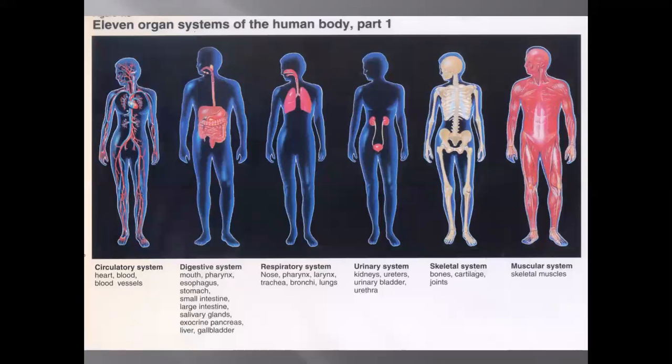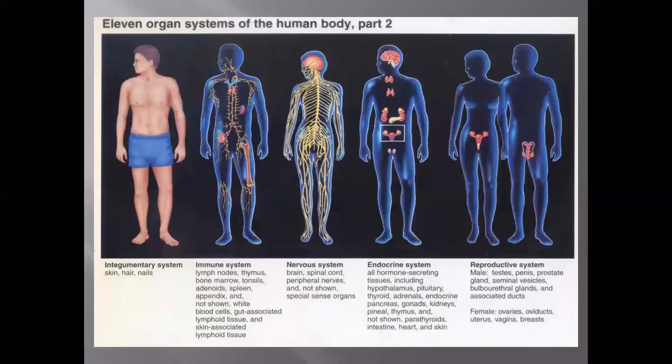In our organism, we have 11 organ systems. First is the circulatory system, digestive system, respiratory system, urinary system, skeletal system, muscular system, integumentary system, immune system, nervous system, endocrine system, reproductive system. As you notice, below each system are written the organs from which they are made.